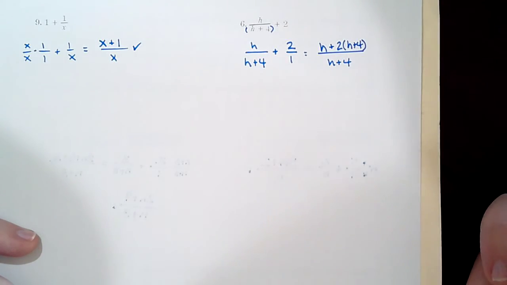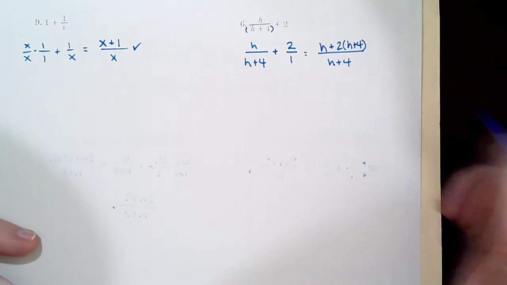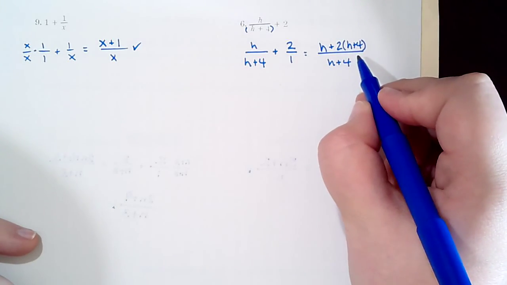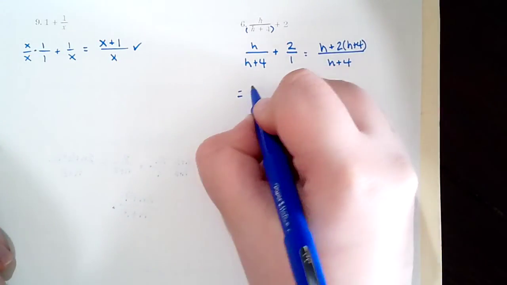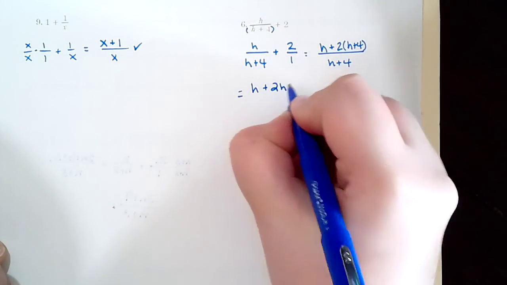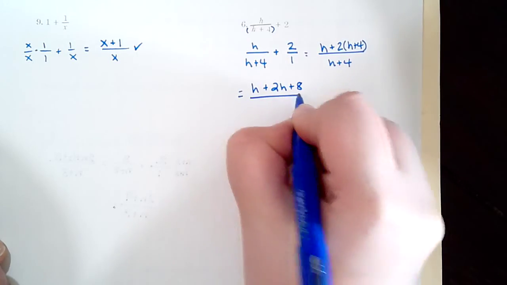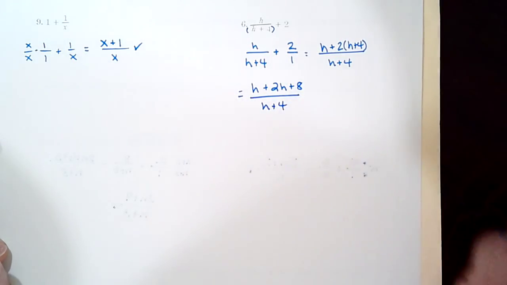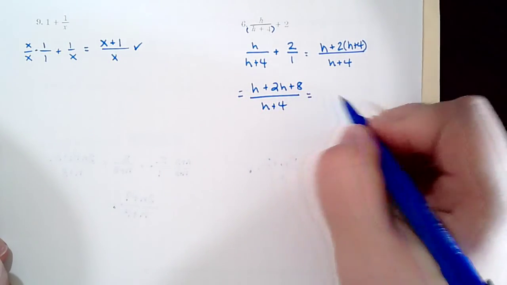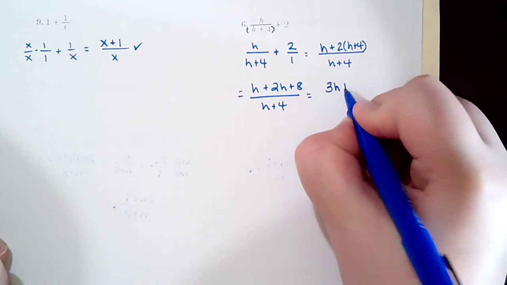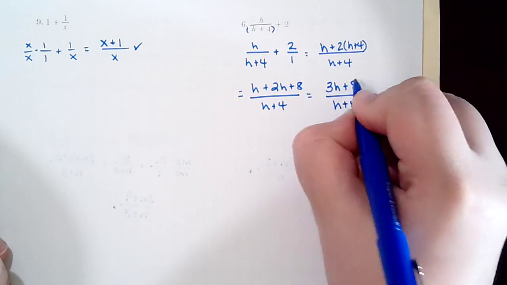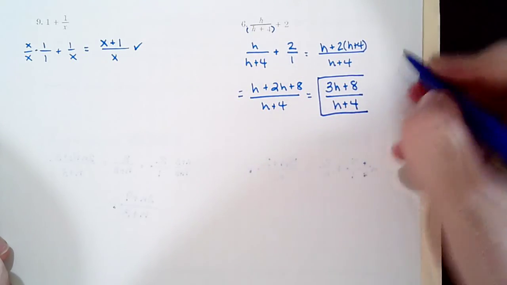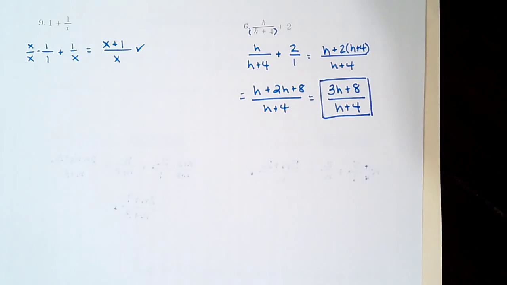It's another way of writing it. I haven't been doing it this way, but some of you will prefer to do the problem within the problem and then simplify. So in this case, h plus 2h plus 8 over h plus 4. I can simplify it just a little bit further and make this 3h plus 8 over h plus 4. And that is my final answer.